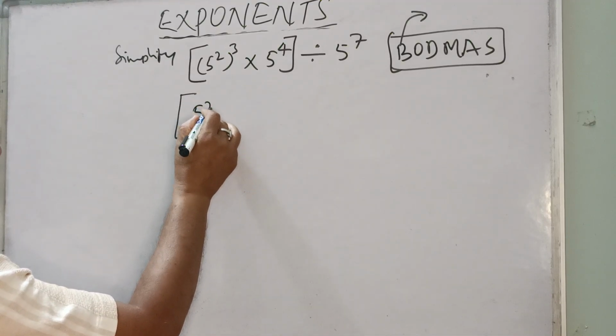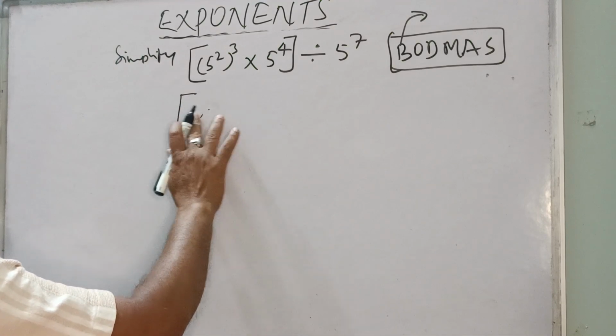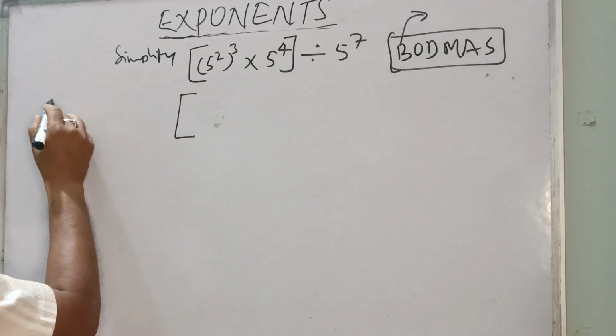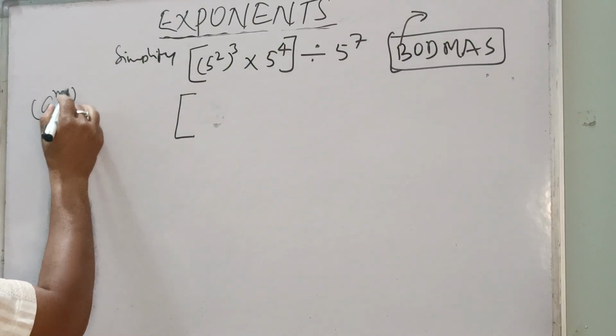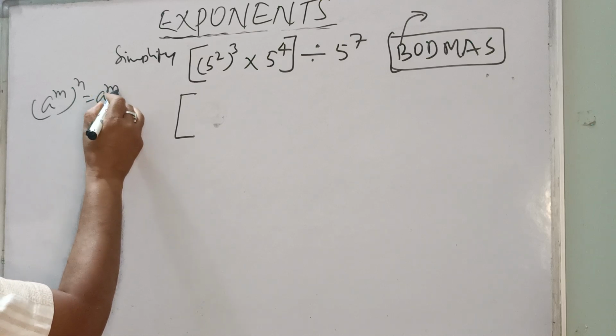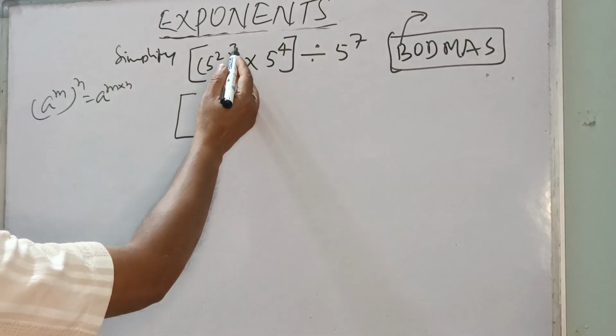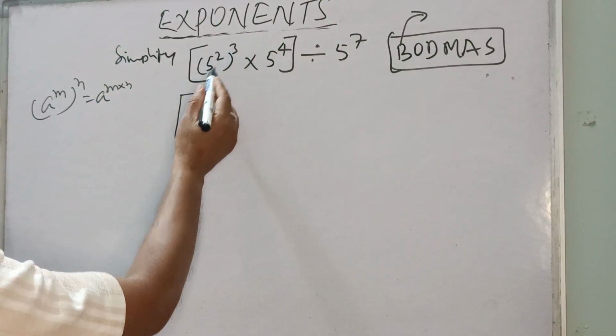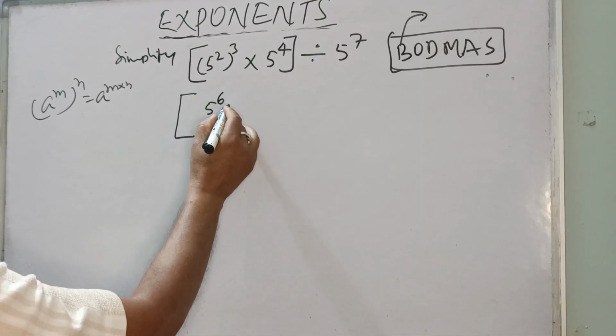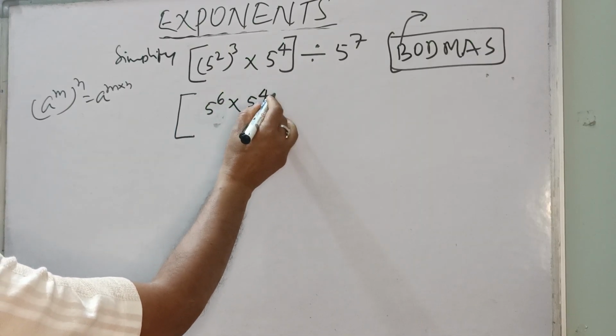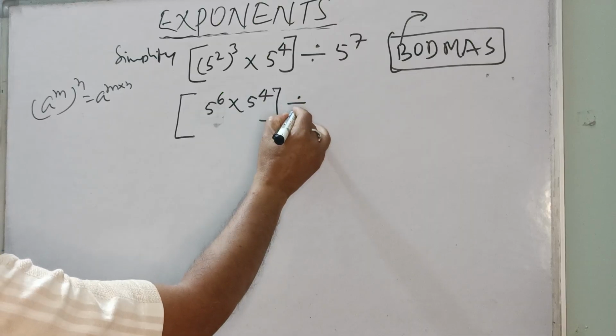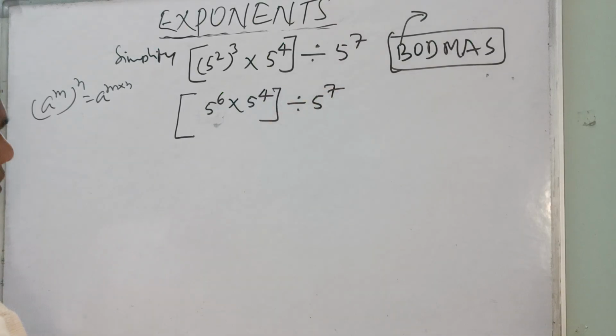So 5 squared, okay. You can remember this, a to the power m, to the power n, is a to the power m into n. So here 2 times 3 is 6. You can write 5 to the power 6 and 5 to the power 4, bracket close, and divide by 5 to the power 7. This is the question. Now this has been sorted out.